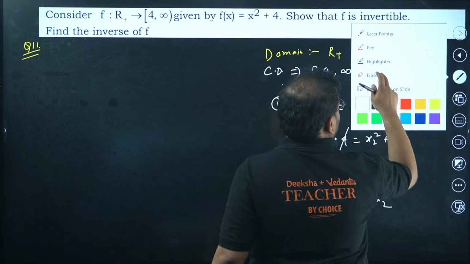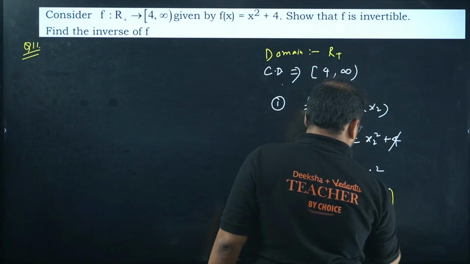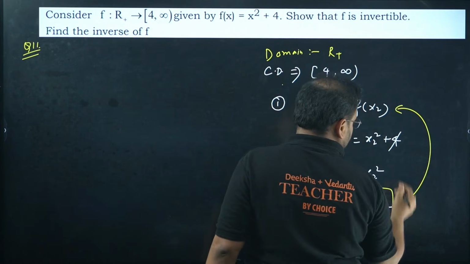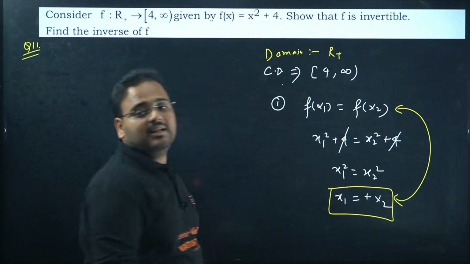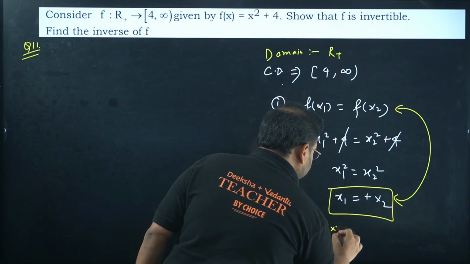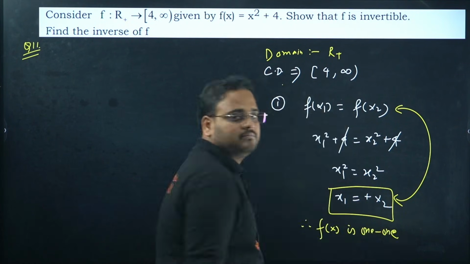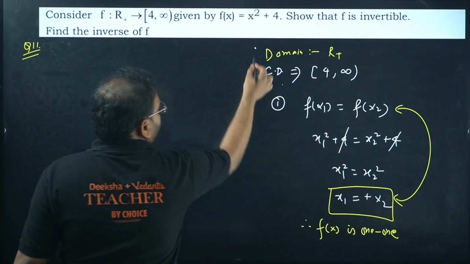Okay, so remove this minus sign, which gives me what? Proof which is true. If f of x1 and f of x2 are equal, then x1 and x2 also have to be equal. Therefore, the given function f(x) is one-one. Clear. Now for the onto part.